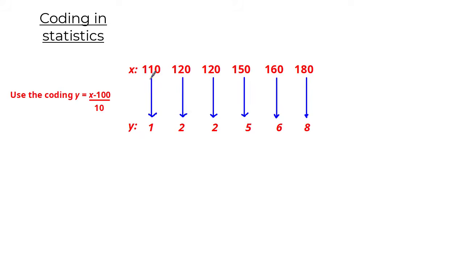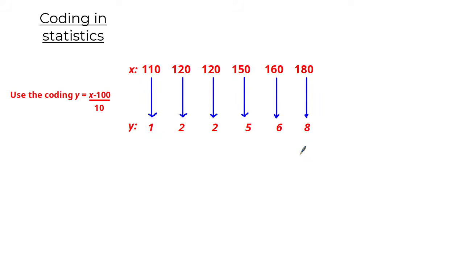As you can see, if we substitute 110 into this equation, we get 110 minus 100, which is equal to 10, divided by 10 is equal to 1. Subbing 120 into this equation, we get 120 minus 100, which is 20, divided by 10, which gives us 2, and so on. And you can now see that by using this coding, we were able to get a set of new values, which you can quite clearly see are smaller. And if we were dealing with huge data sets, you'd probably prefer to work with smaller numbers.